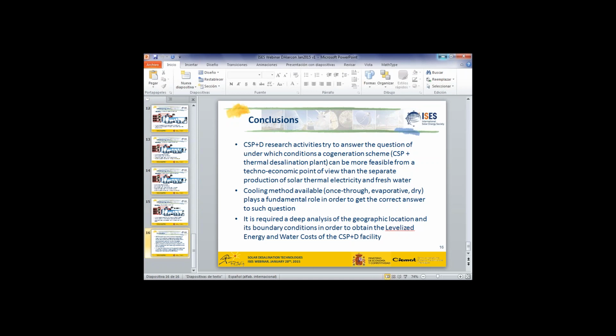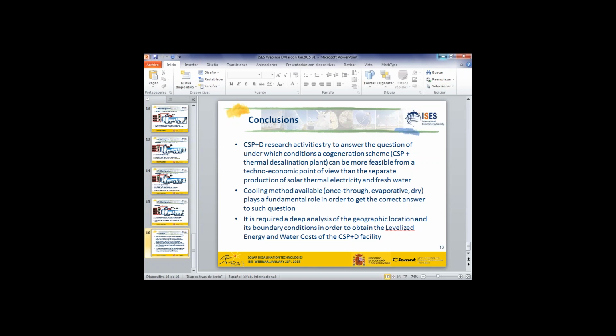If you don't have that kind of problem for reverse osmosis, the choice of the best option is going to depend on what cooling method is available for your power plant, because the less the penalization in the power production due to the introduction of the solar thermal desalination plant, the better the configurations with thermal desalination and power plant are compared to reverse osmosis. For example, in the case of the Mediterranean Sea, where you have an evaporative cooling method with 40 degrees only, I can say that reverse osmosis is always going to be the best option.